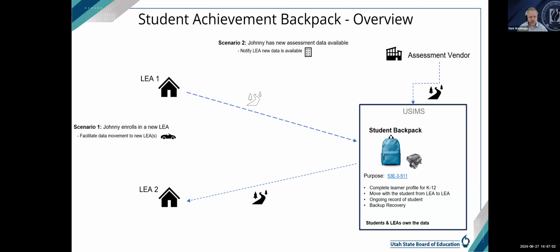The other scenario that we have is when Johnny may be in an existing LEA and he takes a new assessment, and that new assessment data is available. You can see in the top right-hand corner, that's just an illustration to show that we're getting assessment data directly from the vendor and associating the high-level scores to the student backpack. So the intent would be that now an LEA can see over time a history of those assessments, namely like RISE, Utah Aspire Plus, ACT, where that's applicable, as well as Acadience's third grade reading score.